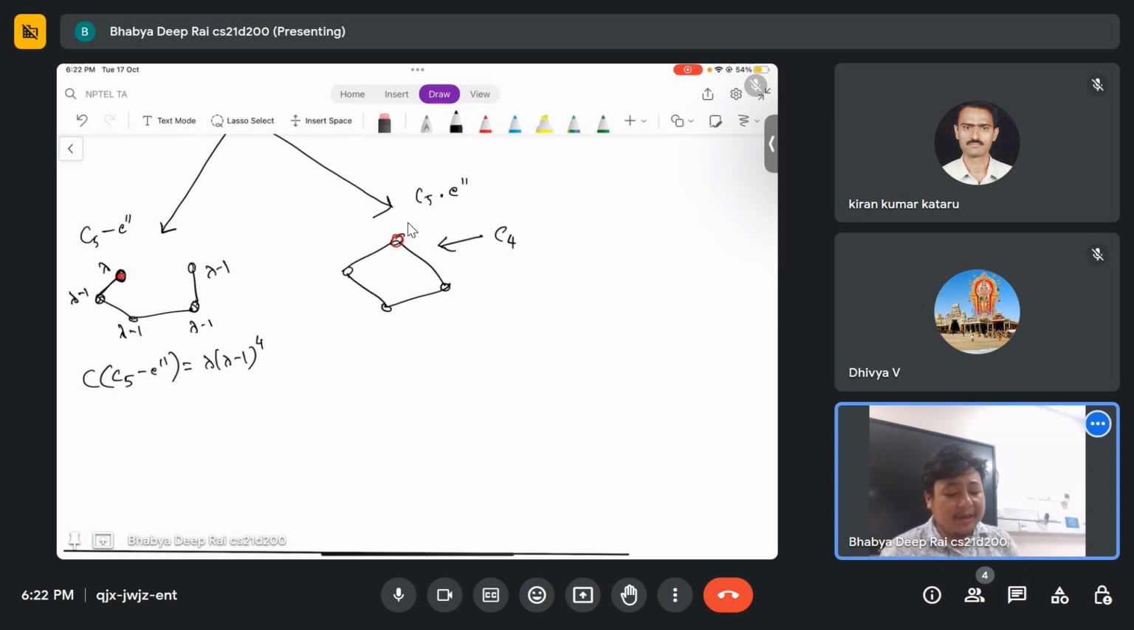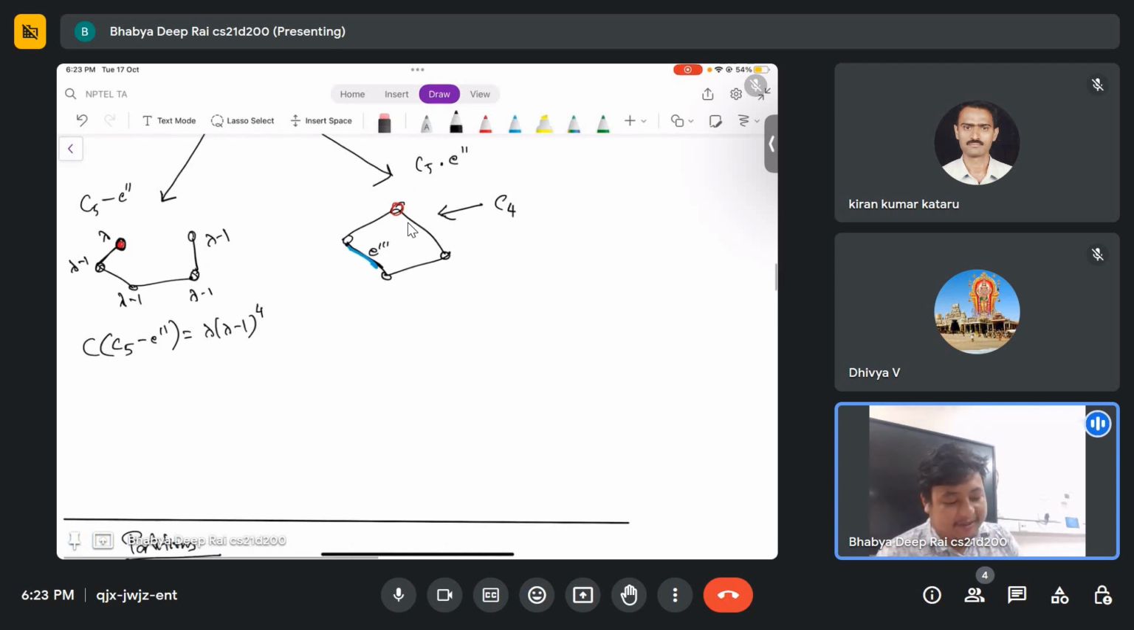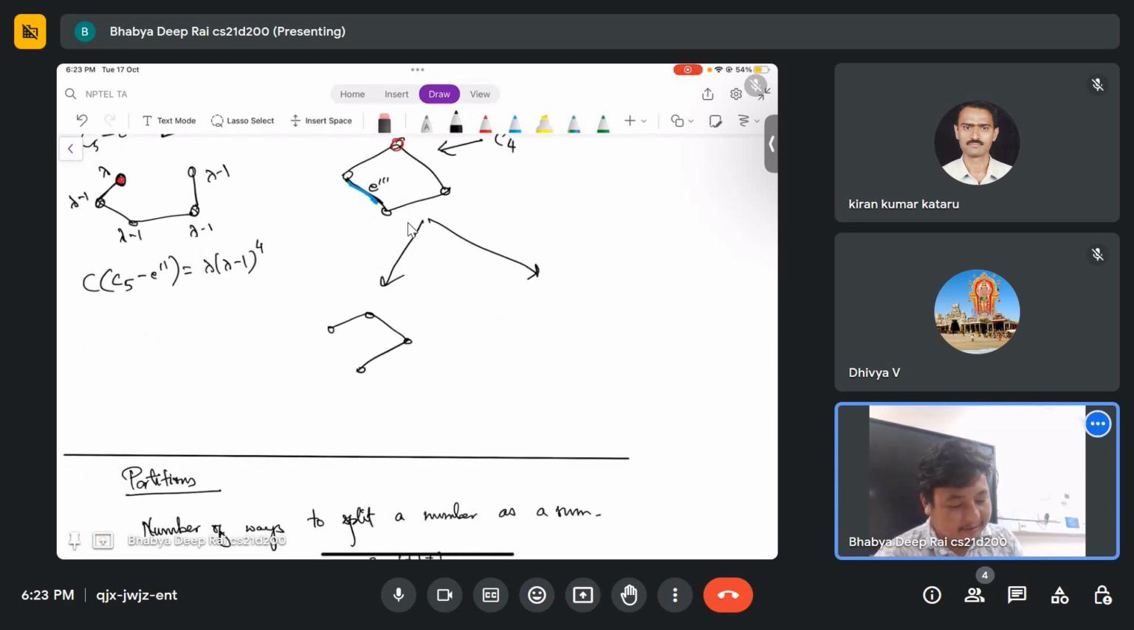Now again, what will we do? We cannot do it directly. We need to use this theorem once again. So how do you use the theorem again? Well, choose one edge here, let's say this E triple prime, this particular edge. I'll color it with blue. Now I'll split it. So after splitting, what do I get? I get a path of length 3, and I get a triangle graph.